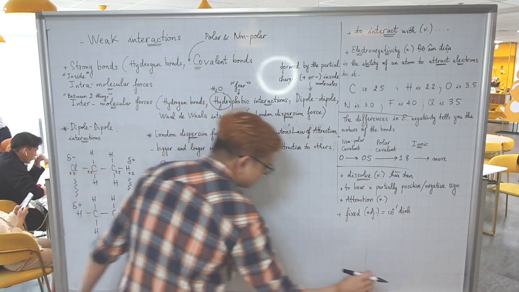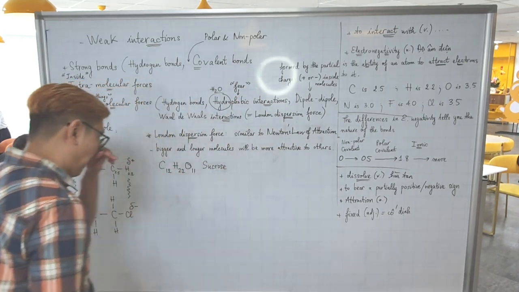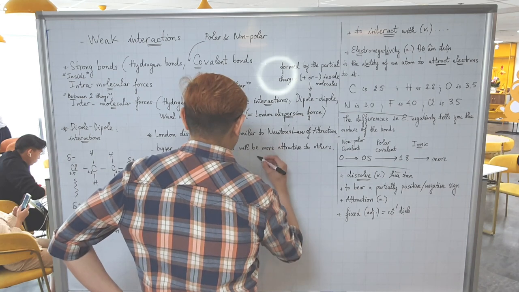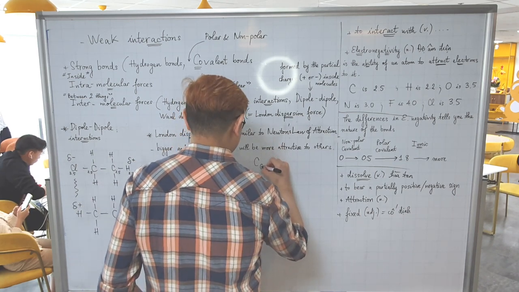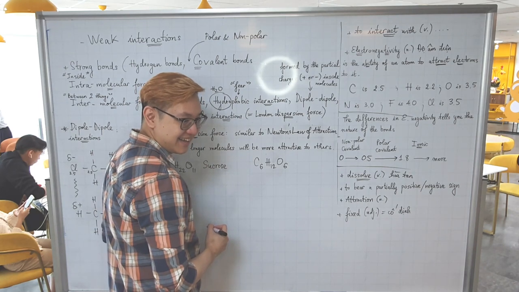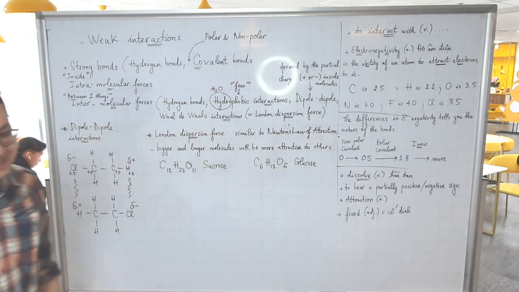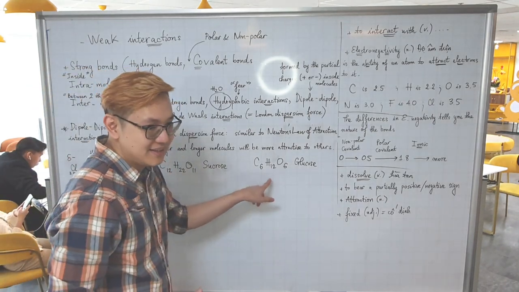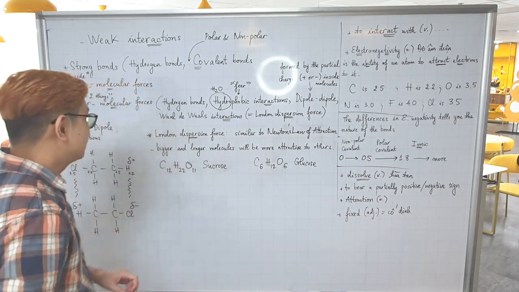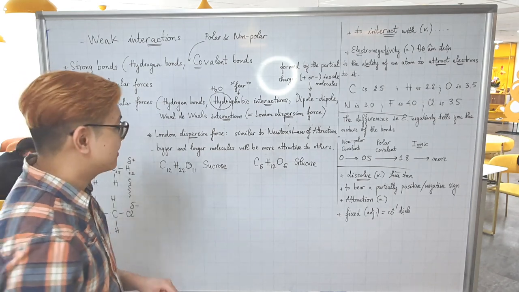Sucrose. Oh, sorry, just one C. It's saccharose, huh? Sucrose will be more attractive to others than, say, C6H12O6, for example. What is this one? It's glucose. Okay, so this one is much bigger than this one. So normally, it would attract other molecules more than glucose. So this is called London dispersion force, okay? Nó bự hơn nhiều. Thì đương nhiên là những cái nào bự hơn nhiều nó sẽ hấp dẫn với những cái khác hơn là những cái nhỏ hơn.